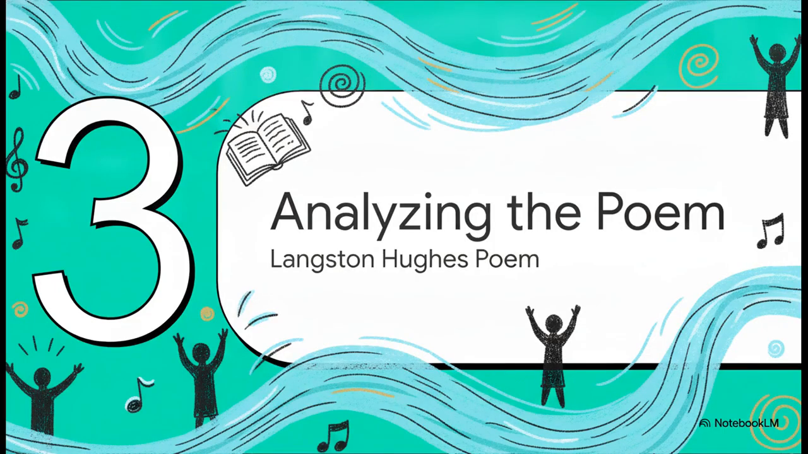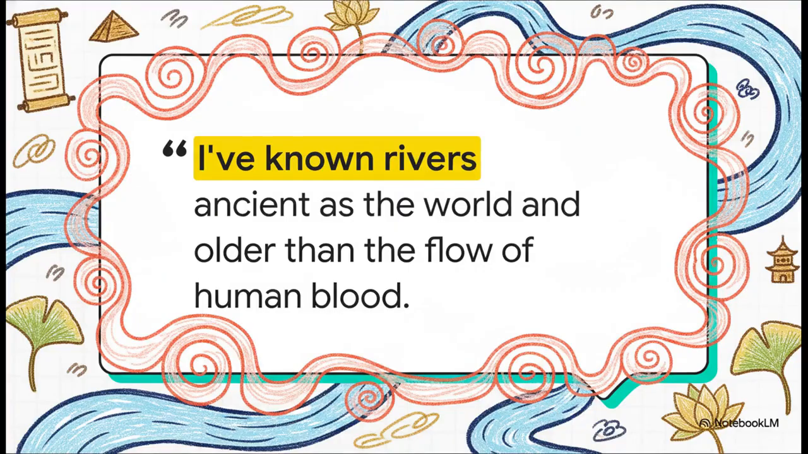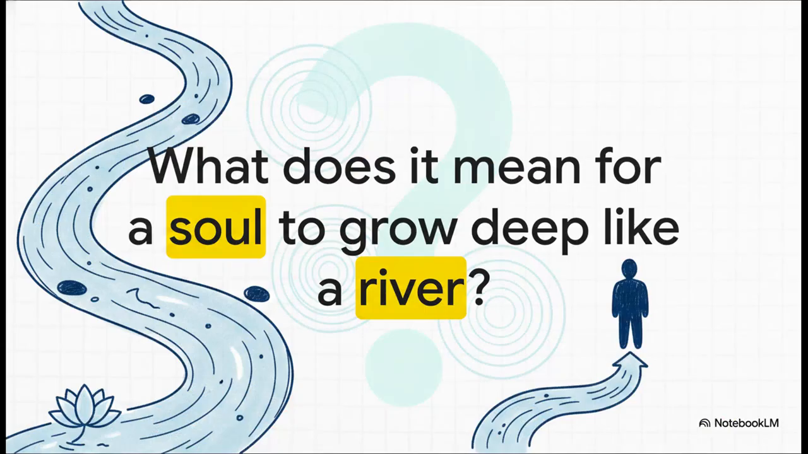Section 3, analyzing the poem. Let's dive in together. Just listen to the deep historical weight in those opening lines. He says he has known rivers older than the flow of human blood. He's establishing a profound connection that literally predates human existence itself, setting this incredible tone of ancient wisdom and vast, sweeping time. Ask yourself, what does the speaker mean when they say, "My soul has grown deep like the rivers"?